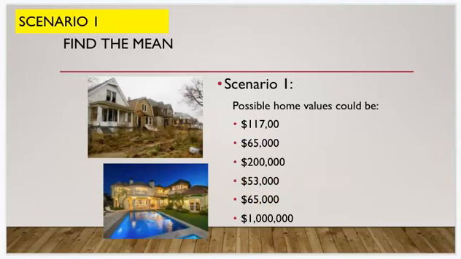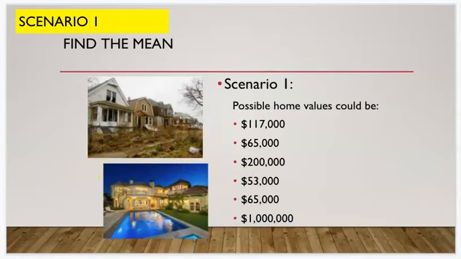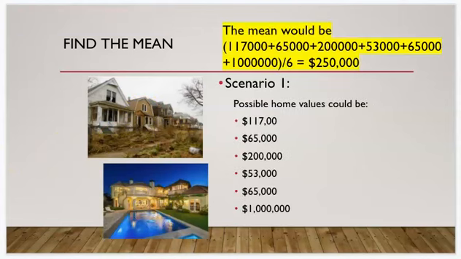Well, let's look at scenario 1. Here are some home values in the neighborhood: $117,000, $65,000, $200,000, $53,000, $65,000, and $1 million. So you can imagine maybe your neighborhood looks like this. If we're going to find the mean, we're going to sum all those values and divide by 6, and we get that answer of $250,000 that our realtor told us. The mean housing price in this neighborhood was $250,000.